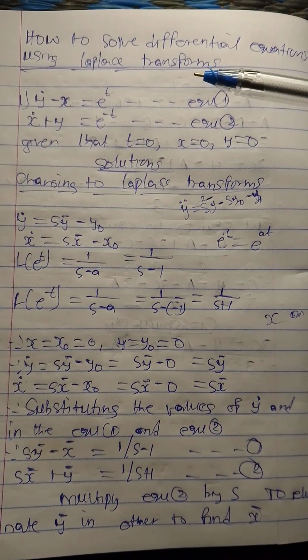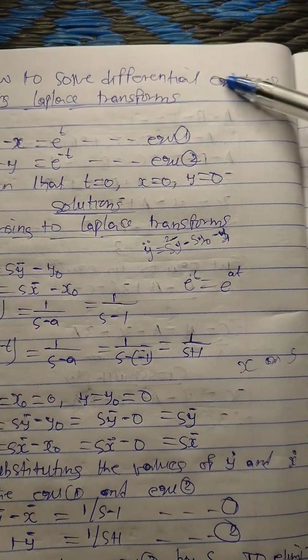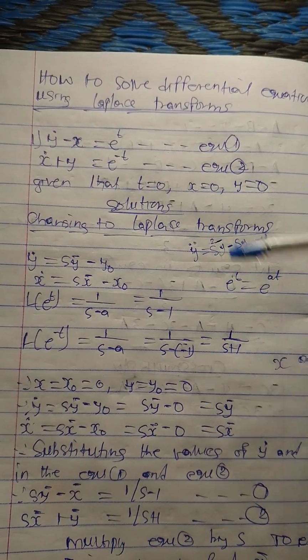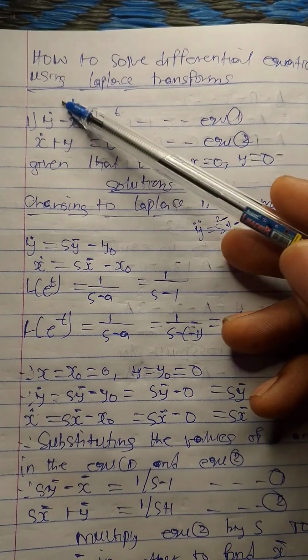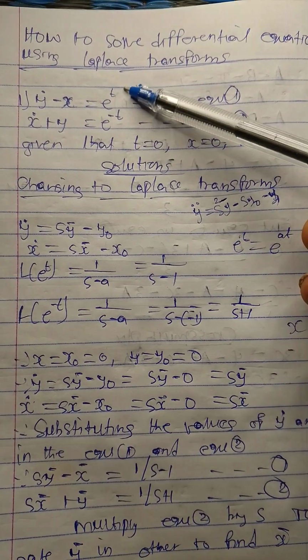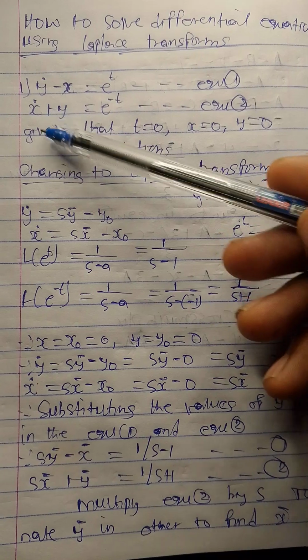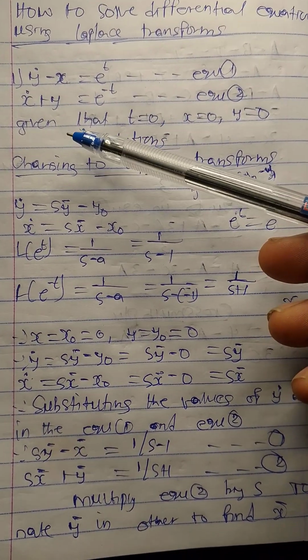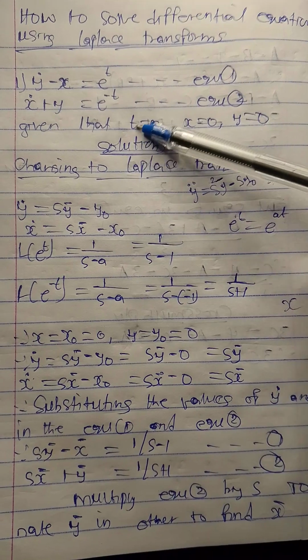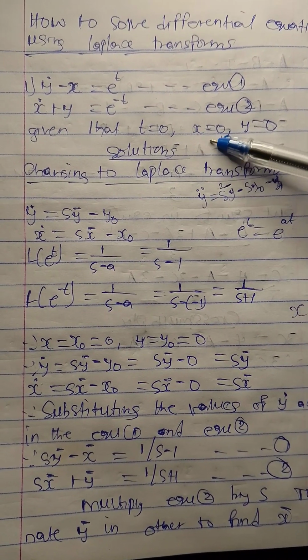In today's video, I'll be teaching you how to solve differential equations using Laplace transforms. The question says we have to solve this: y dot minus x is equal to e raised to power t. This is equation 1, and x dot plus y is equal to e raised to power minus t. This is equation 2. Given the conditions, at t is 0, x is 0, and y is 0.